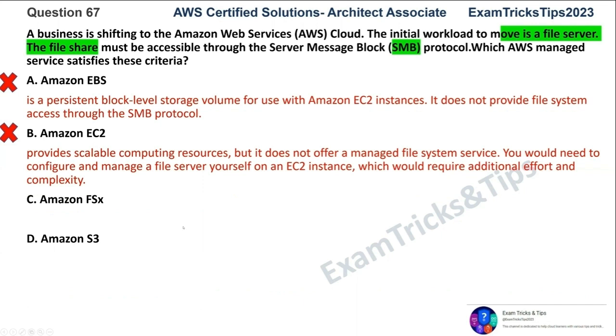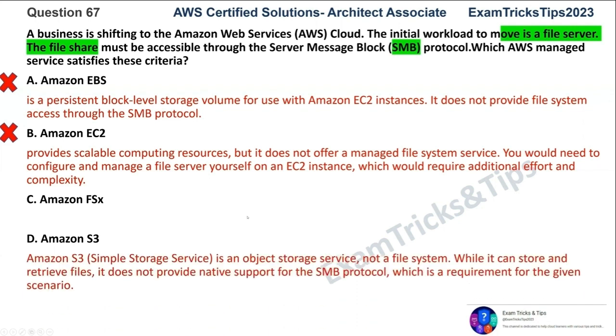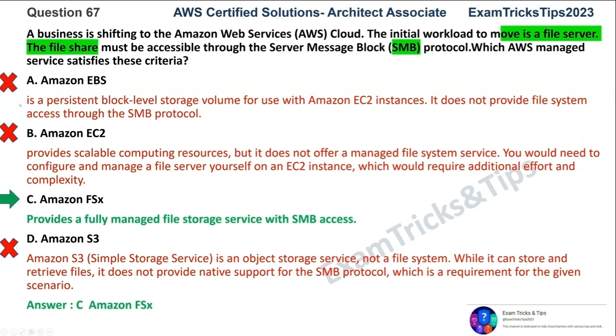Look at option D. Now, Amazon S3 is object storage. It's not a file system, and it does not provide any native support for SMB protocol. I mean, you can use S3 as a file system, but this is definitely not going to provide SMB protocol. So that's wrong. And that leaves us with option C, which is the correct option in this case. It's a fully managed file storage service with SMB access. So that's the correct answer for this particular question.